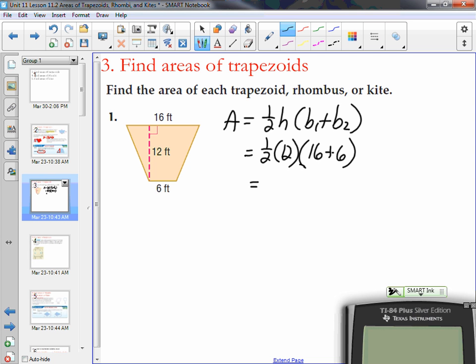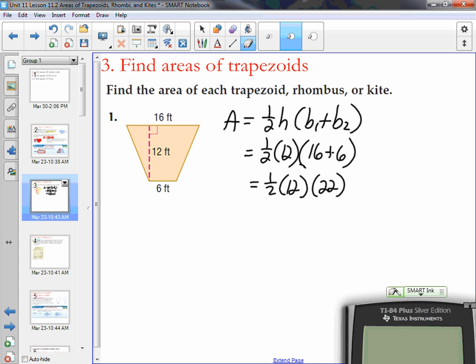And then you can make this take as few steps as you want from here on out. I'll go ahead and show you everything I can. Working your parentheses, what's 16 plus 6? 22. Then you can do 1/2 times 12 is 6. Even I wouldn't write that down. So at this point, let's multiply it out. 1/2 times 12 is 6.